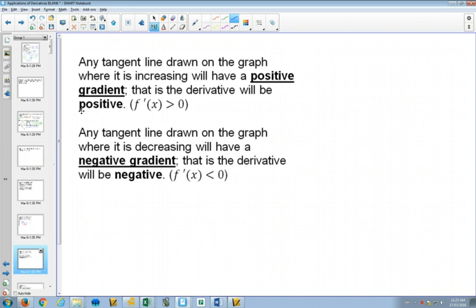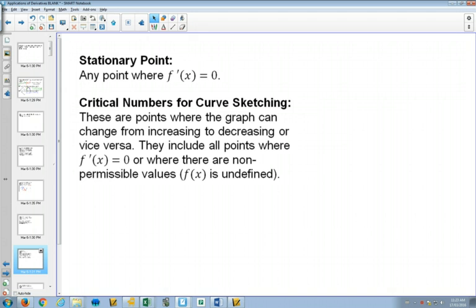So any tangent line on the graph where it's increasing, which we saw when we drew that, has a positive slope or a positive gradient. So that means your derivative will be positive. And anywhere where you draw a tangent where it's decreasing, it's going to have a negative slope, a negative gradient. And we drew that as well with the red line. Any point where the derivative is equal to 0, we call a stationary point.